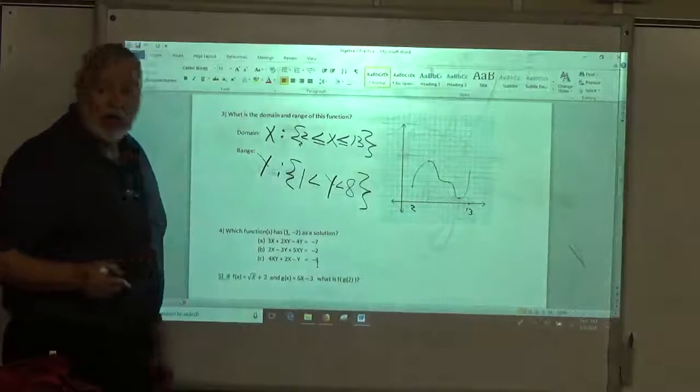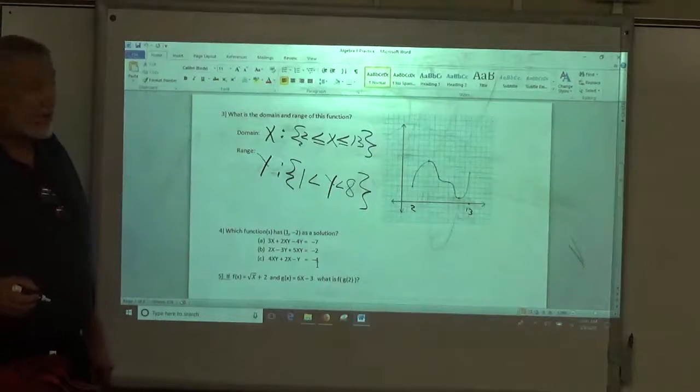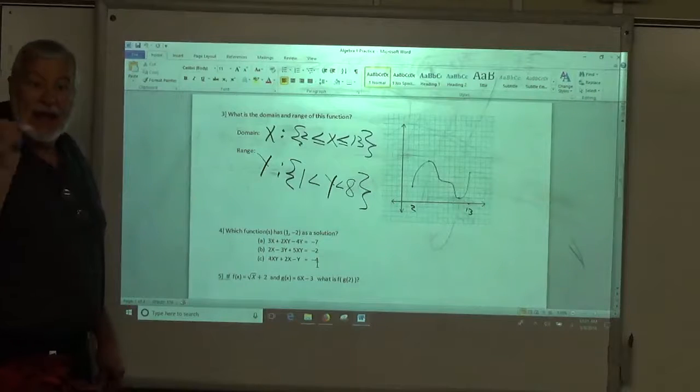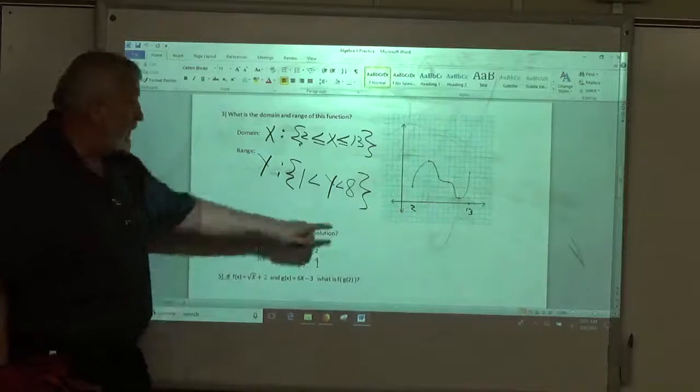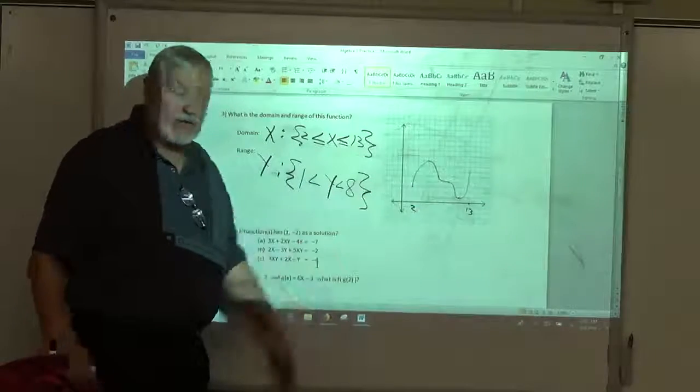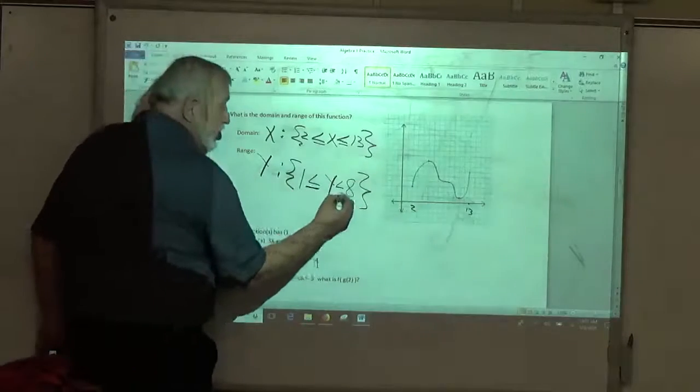What about the equal part? Yes. Why will y have to have equals in it? Because the circle is filled in. Because that circle's filled in, right? And that circle's filled in. So therefore I have to put the equals in.